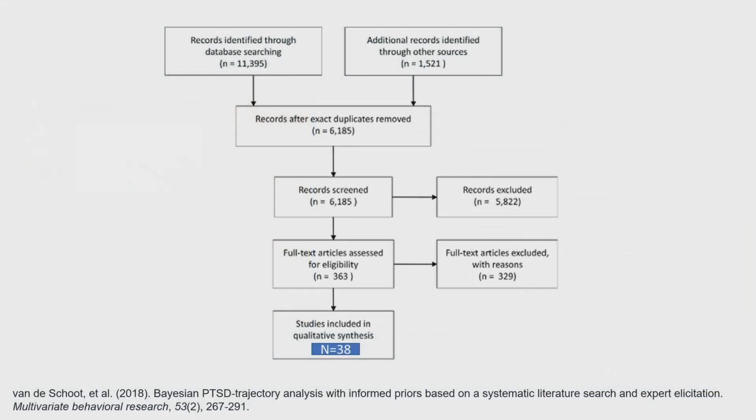So I identified more than 6,000 records, of which only 38 appear to be relevant for this particular use case, right? And those are the numbers that we're often talking about, right? 5,000 papers to screen to identify only a handful of papers.